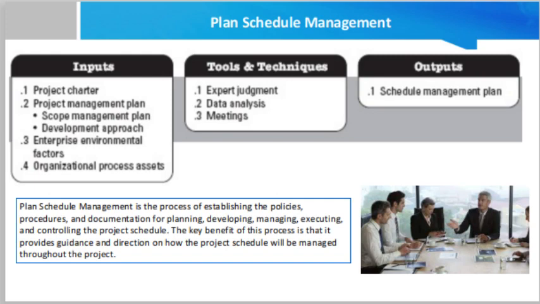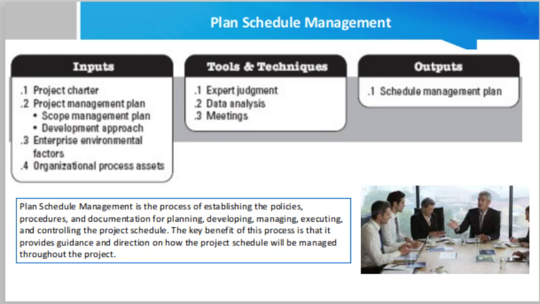The inputs for the plan schedule management process: the first one is the project charter. The project charter defines the summary milestones schedule that will influence the management of the project schedule. Project management plan. Project management plan components include but are not limited to the scope management plan. The scope management plan describes how the scope will be defined and developed, which will provide information on how the schedule will be developed. Development approach.